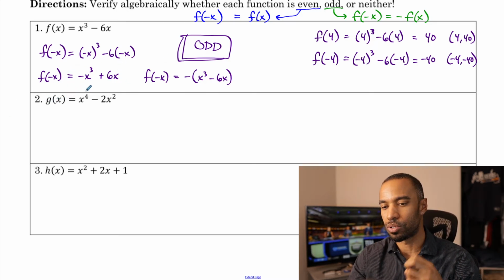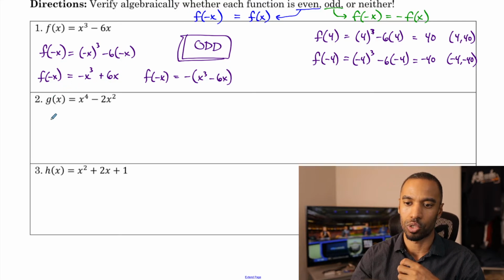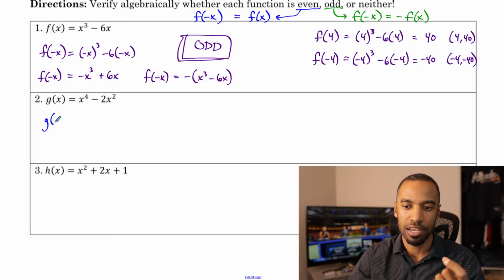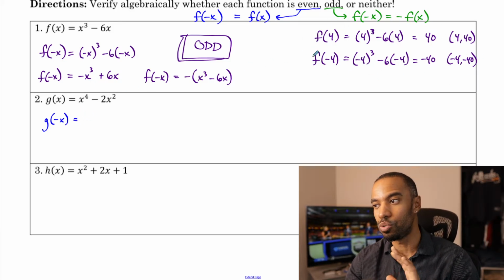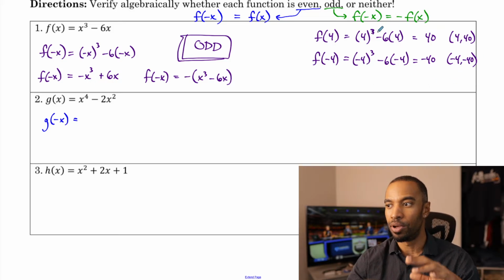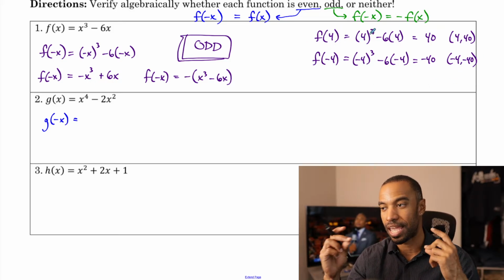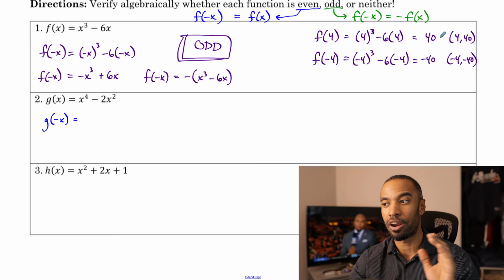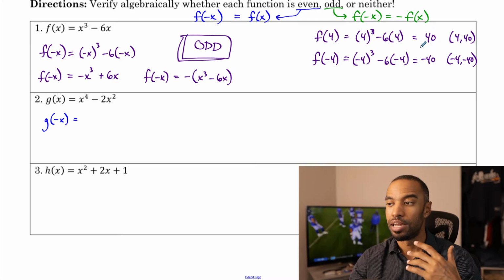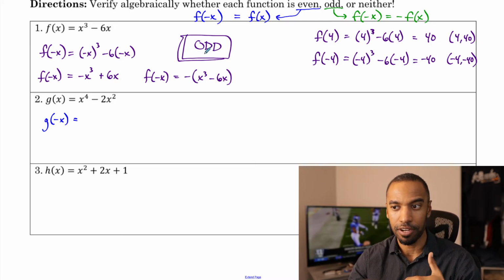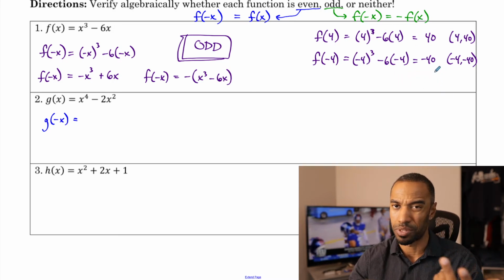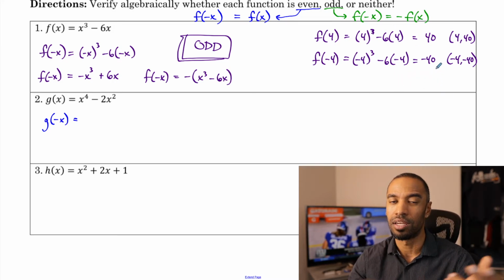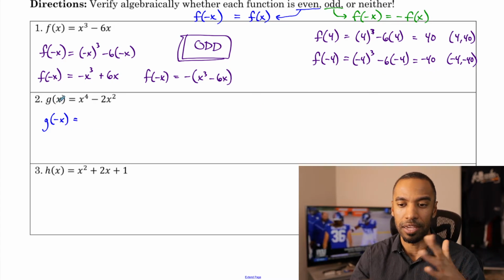g of x equals x to the fourth minus 2x squared. So let's test g of negative x here, and let's substitute negative x into this guy. And by the way, I just wanted to mention, this is something that you can't prove by example. I can't plug in 4 and negative 4 and say, hey, therefore all of them are true. This very much could have been a false positive. Now, it wasn't. This was an odd function, and you can support your answer by testing things or make more sense of what's going on by testing them that way. But you got to prove it by using the negative x stuff.